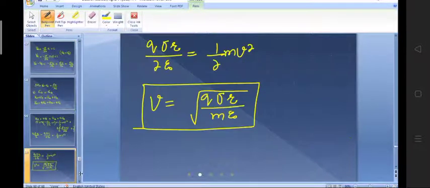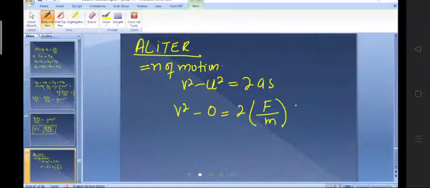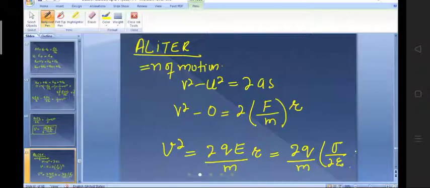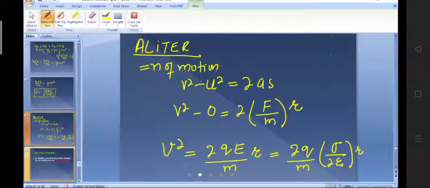So what do I write in place of s, son? So s will be replaced by r, like this. Then here v square is equal to 2 multiplied by Q into E divided by mass multiplied by r, because force on the charged particle is charge multiplied by electrostatic field. Then we can also write it like this: 2 multiplied by Q divided by M multiplied with this. E will be replaced by what? The electrostatic field due to the charged sheet is equal to sigma by 2 epsilon 0, then multiplied by r. Okay, fine. The next thing I can do is this. Concentrate here.